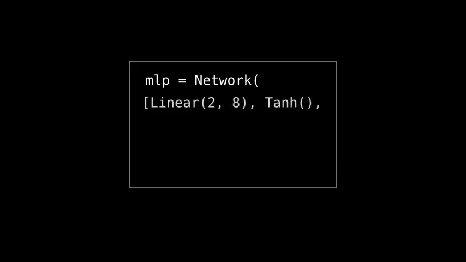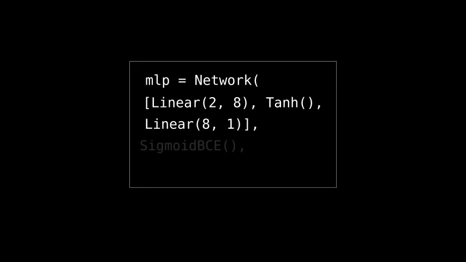Here is that network in Scratch, the little pure Python library this series reads from. A network is just a list of layers, plus a loss. A linear map from 2 inputs up to 8 hidden units. A hyperbolic tangent in the middle to bend the space. A linear map from those 8 back down to a single output. And a sigmoid cross-entropy loss bolted on the end.